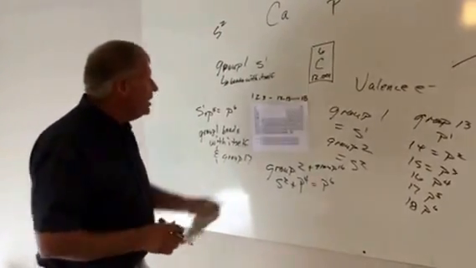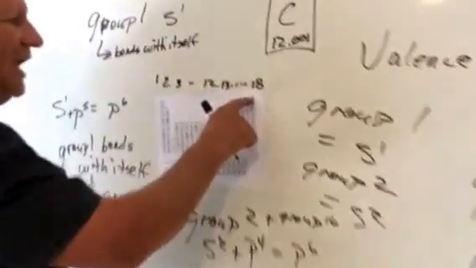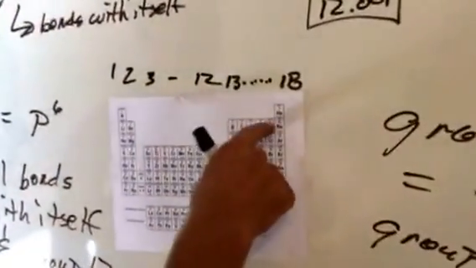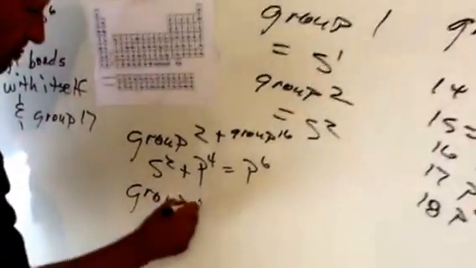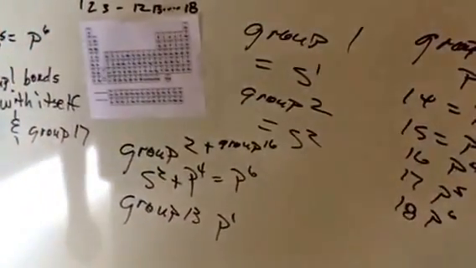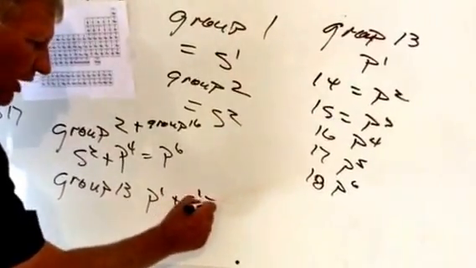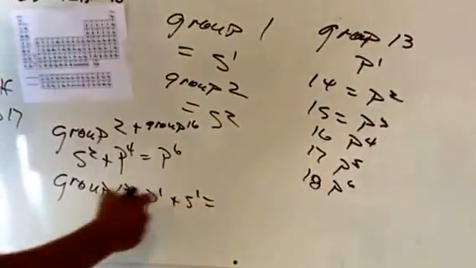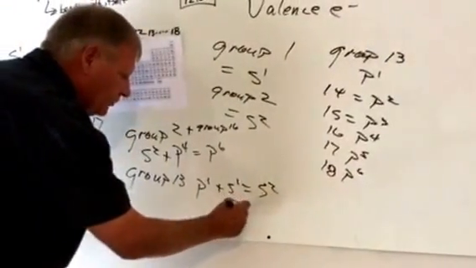So now, let's go over here. Once again, we got group 18, 17, 16, 15, 14, 13. So group 13, that's a P1. And what does group 13 bond with? Well, it bonds with group 1 because that would be an S1, and since it doesn't know if it's an electron, that makes an S2. So it bonds with group 1.